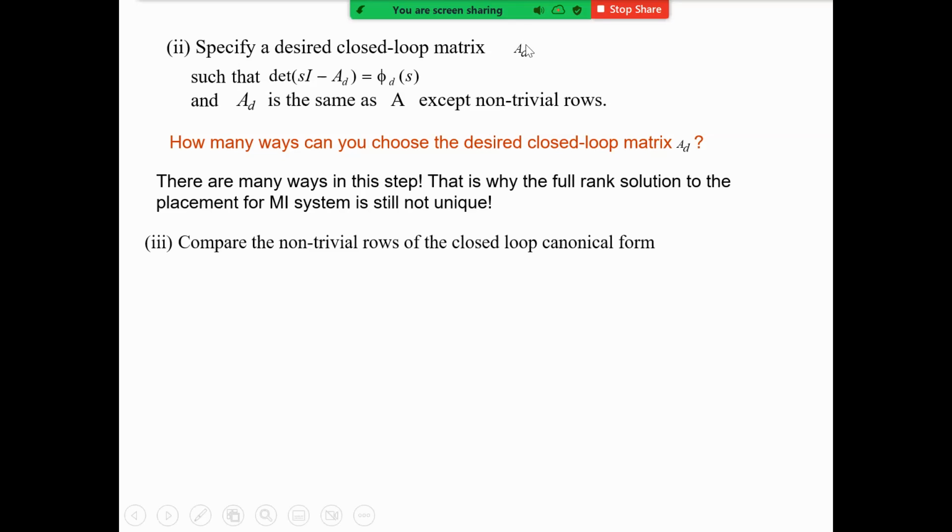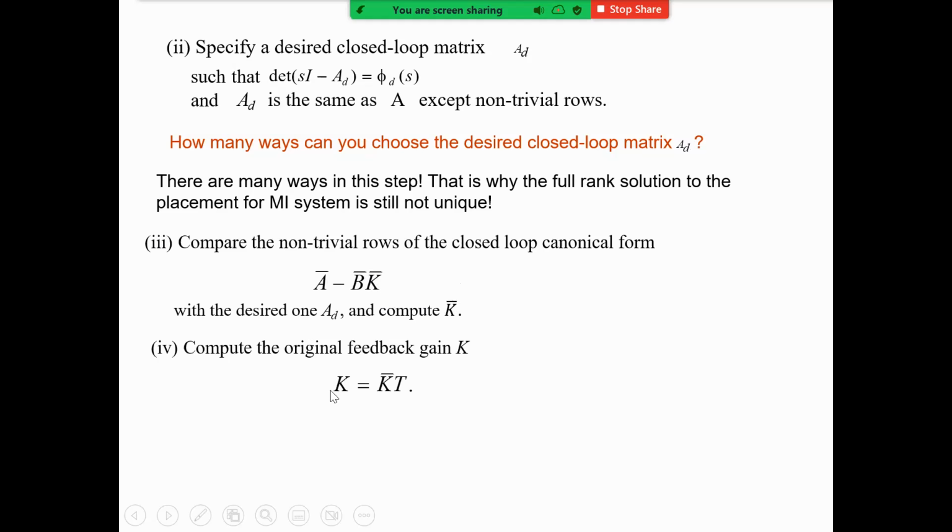Okay. So once you get this one, you compare the non-trivial rows of the closed canonical form with the desired one. In this one, you will compute the K bar, right? You compute that, you get the K bar. Of course, once this K_AD is chosen, in this step there is also just one solution. Okay, finally, you get this K.